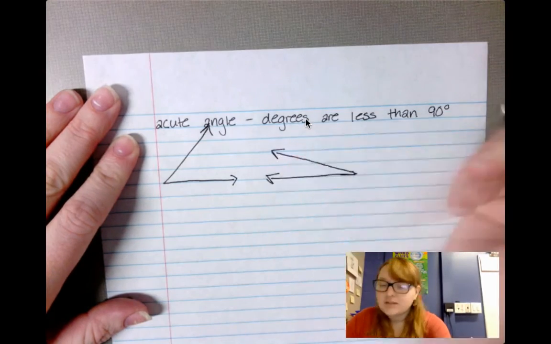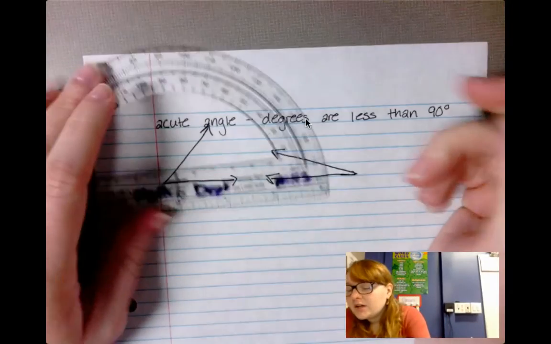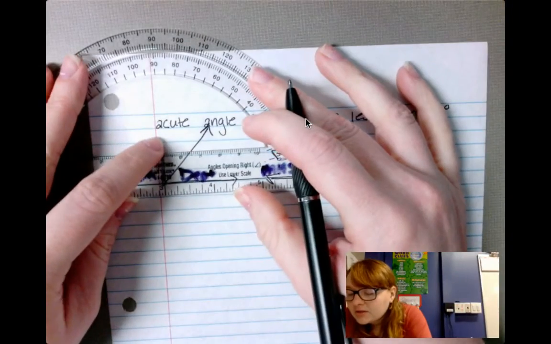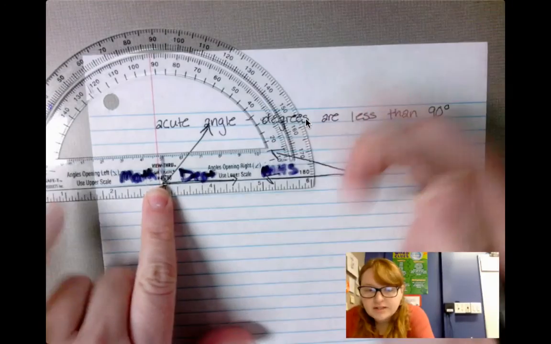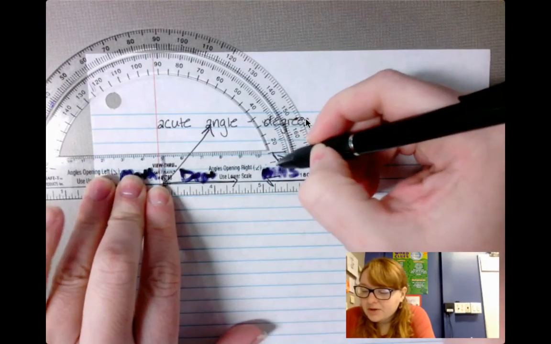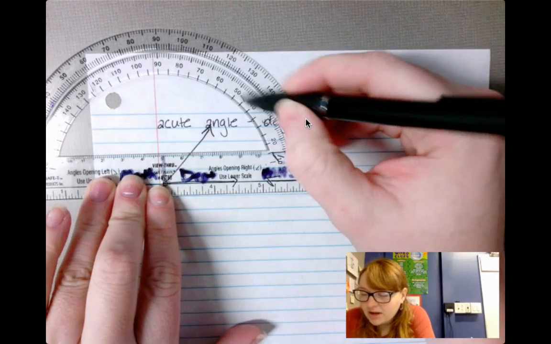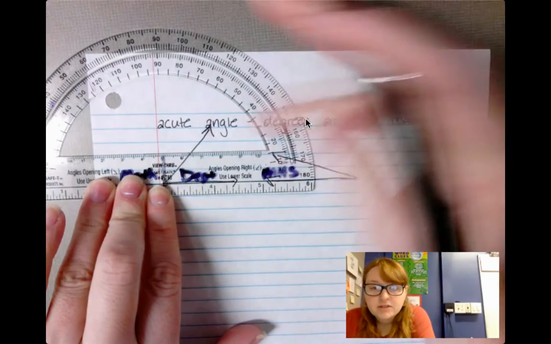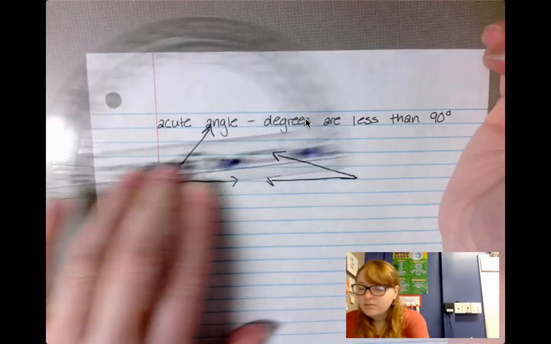Or this. And we can use our protractor to find out these angles. So if I put the vertex in this little hole, and since our bottom ray is on the right, we are going to use the inner ring to count up. This is around 45 to 50 degrees, which is less than 90, so it's an acute angle.